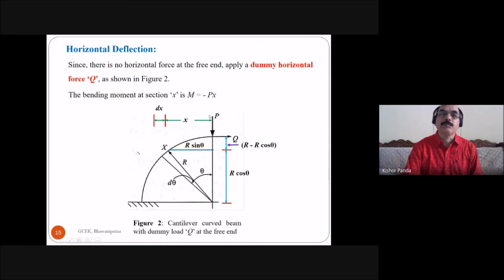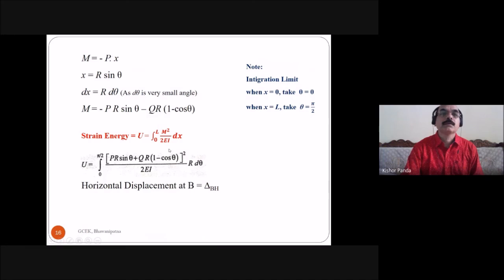This is the vertical force. Already this is present at P and B. And as you have to find out the horizontal deflection, you have to take a horizontal dummy load at B. This is M, so the moment here is M is equal to minus P into X. Then X is equal to R sin theta, and dx is equal to R into d theta, as d theta is a very small angle.